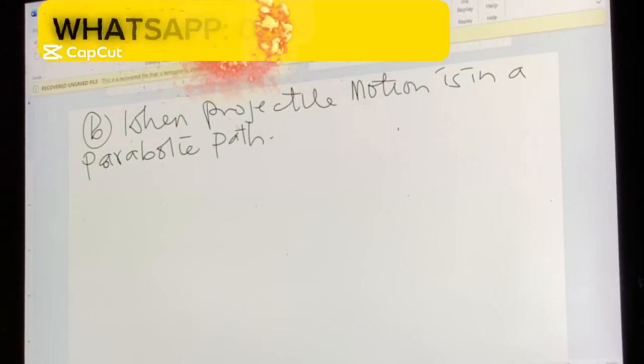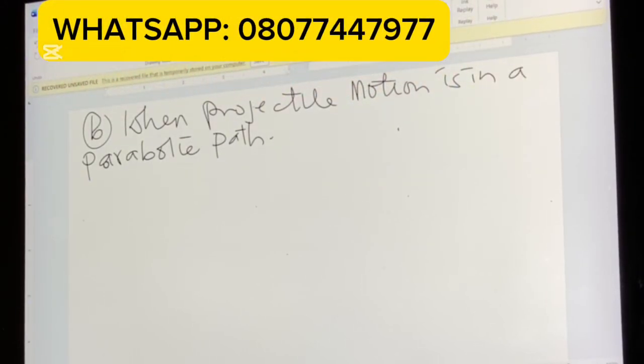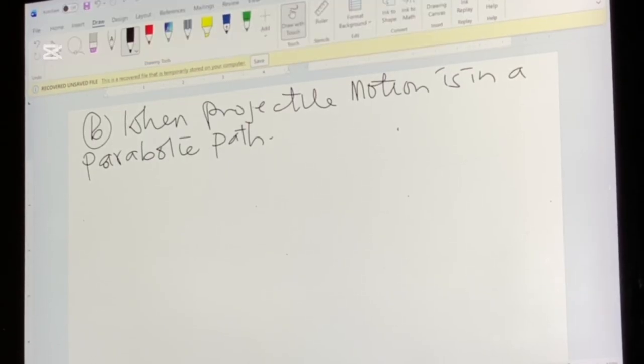In our last video, we considered the projectile motion definition, and I told us that we have two shapes in a projectile motion. The first shape is when an object is launched from a cliff, and the second one is when an object is in a parabolic path or curve. Please take note. So we are considering the second shape in a projectile motion, that is, when a projectile is in a parabolic path.